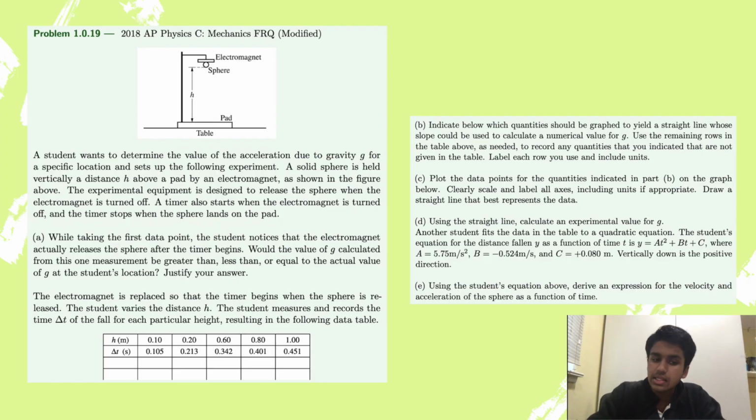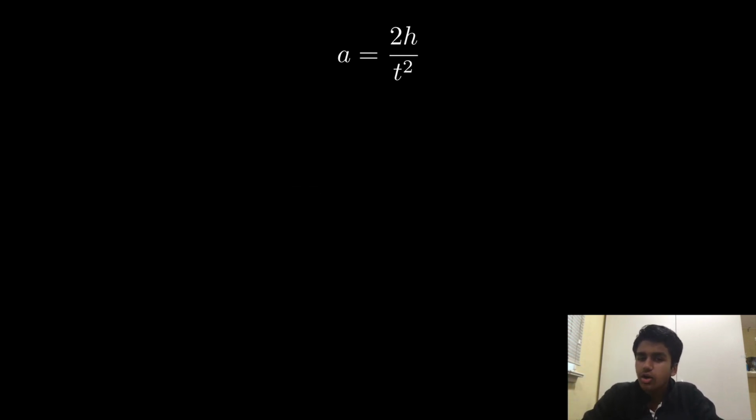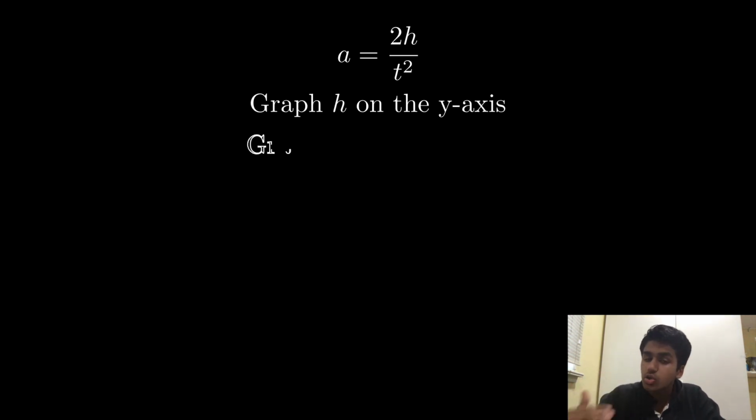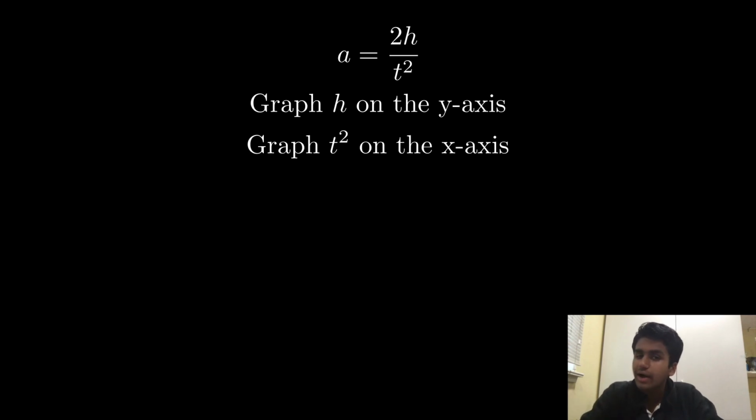Now it says that the electromagnet is released so that the timer begins when the sphere is released. And now the student will vary the distance h and then record the time it takes for that motion. Now it's asking us to indicate what quantity should be graphed so we can yield a straight line. We already found that the acceleration is 2h over t squared. So if we graph h on the y-axis and t squared on the x-axis, note t squared. If you graph t, that's not going to give you a useful result because we know that h is proportional to t squared. So we should graph h and t squared.